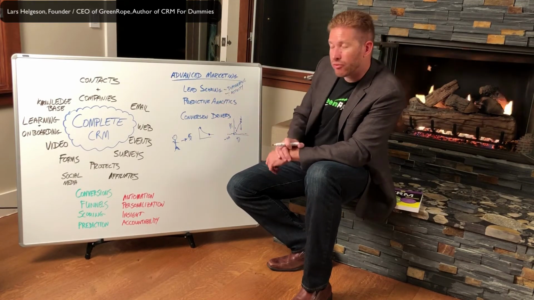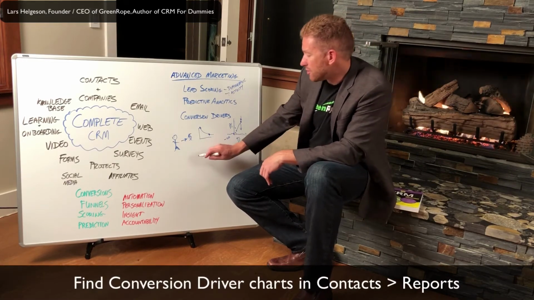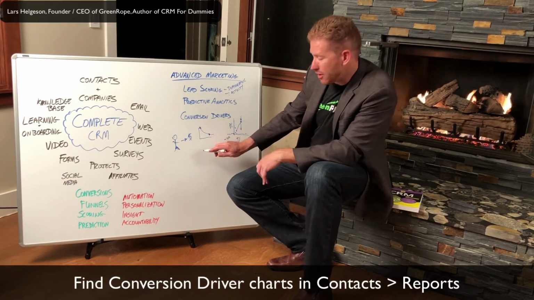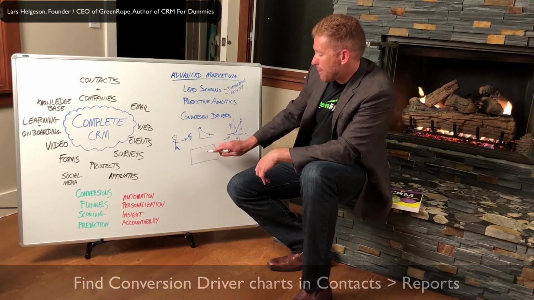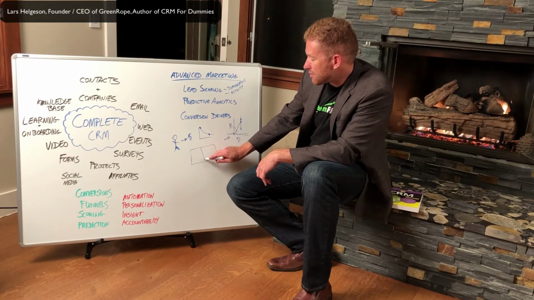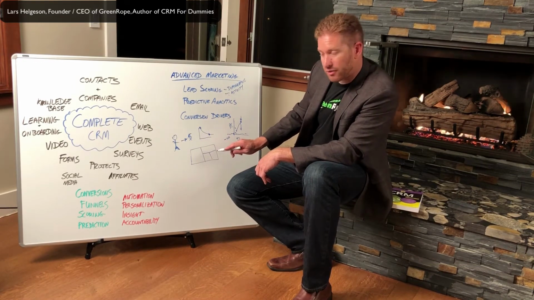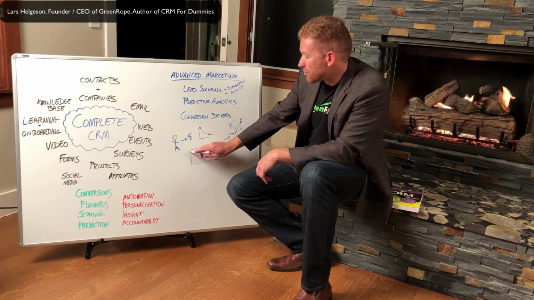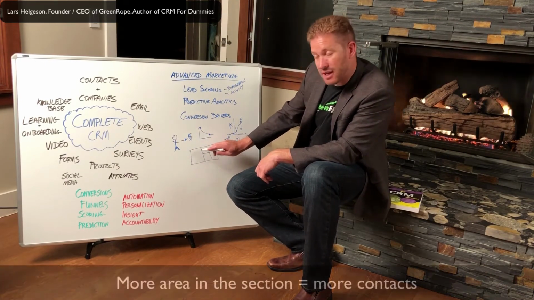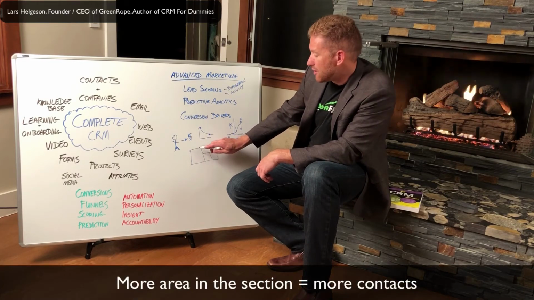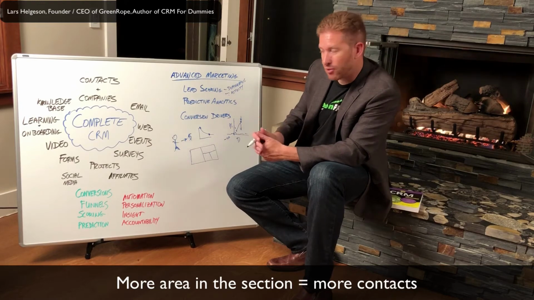This last one, the conversion driver charts, is something that's within contacts reports. So if you go to contacts, you go down to reports. A conversion driver chart looks like a big box. And what it does is it separates the box based on size and color. So let's say this represents a group. The size of the box will represent the percentage of people in that group that fall into a certain category.